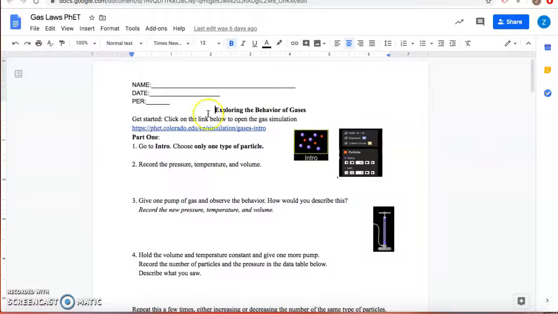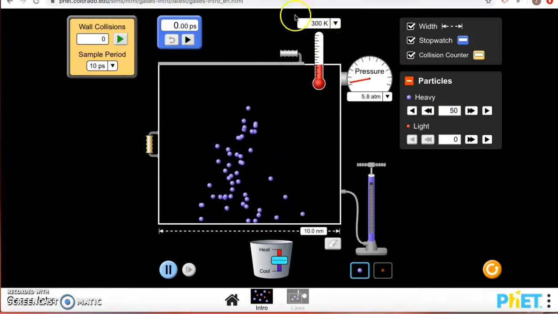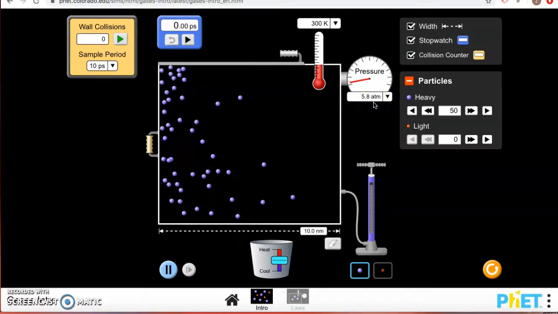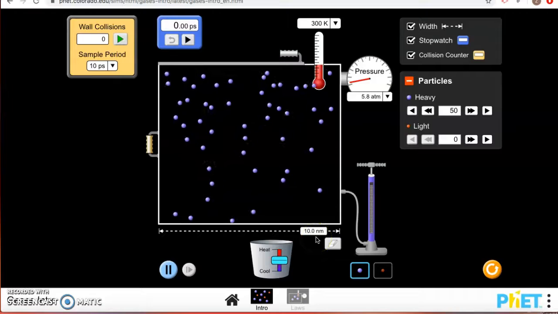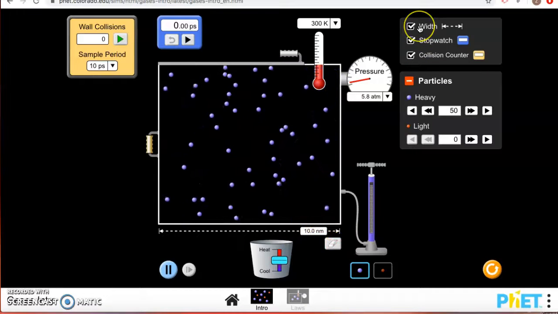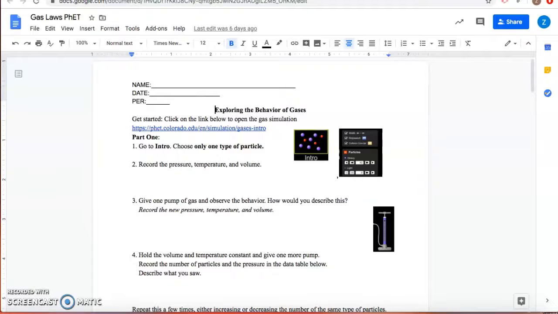Our first question says record the pressure, temperature, and volume. So if I had 50 of those, the temperature is going to be 300 Kelvin, pressure 5.8 atm, which is atmospheres, and then the volume is going to be 10.0 nanometers. So this is where your volume is. You need to have that width on to see your volume. Okay, so those would be all your measurements for that.